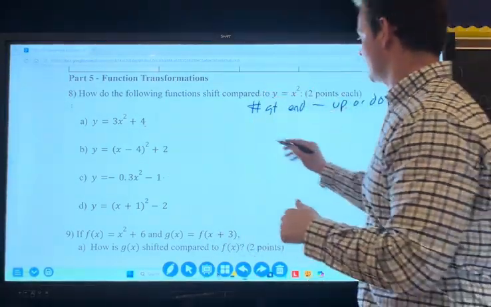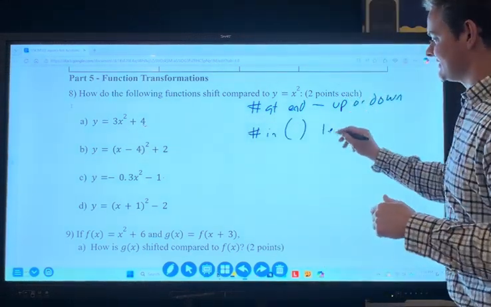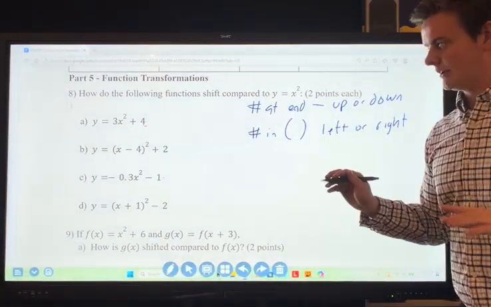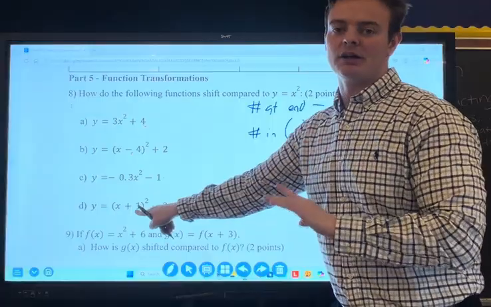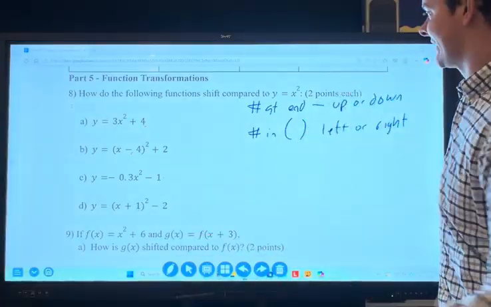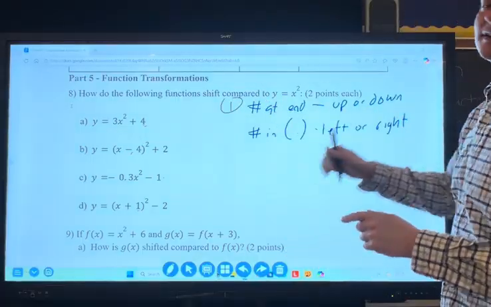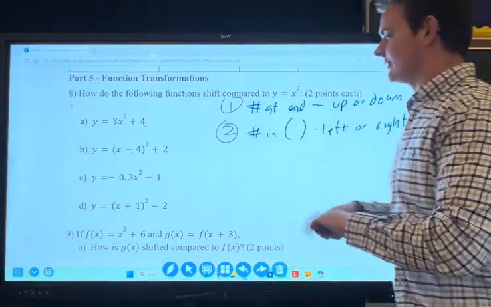That's rule 1. Number in parentheses is left or right. If it's minus in parentheses, that's right. If it's plus in parentheses, that's left. We'll get there in a second. Just know, number 1, number at the end, up or down. Number 2, number in the parentheses is left or right.